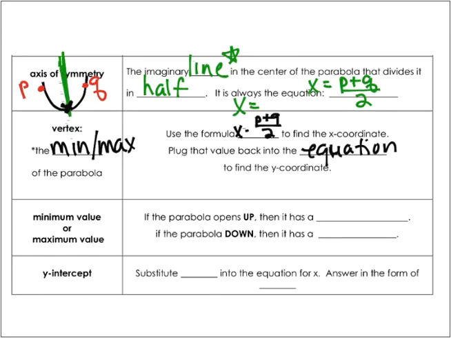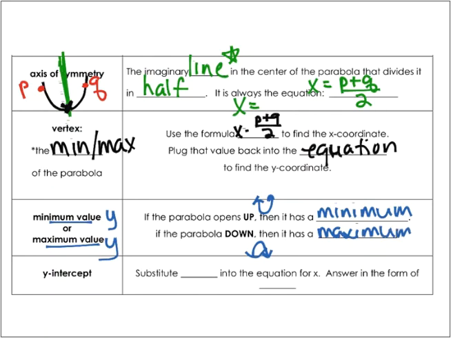And again, we're going to practice some of these. Same as before, min value or max value. Remember, that's just the y value of the vertex. If the parabola opens up, if it looks like this, it's going to have a minimum, and if it opens down, it's going to have a maximum value. And remember, you're looking at the y value of the vertex. If you want the y-intercept, you need to substitute 0 into the equation for x and answer it in the format x is 0 and whatever you got for y. Alright, let's try some of these.